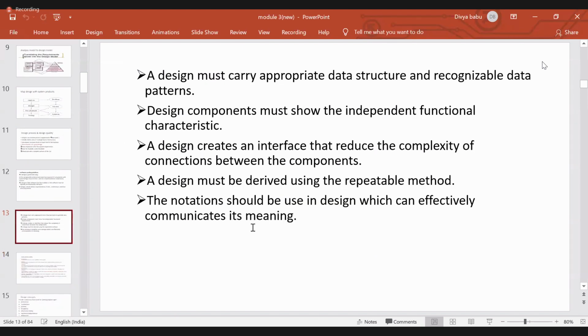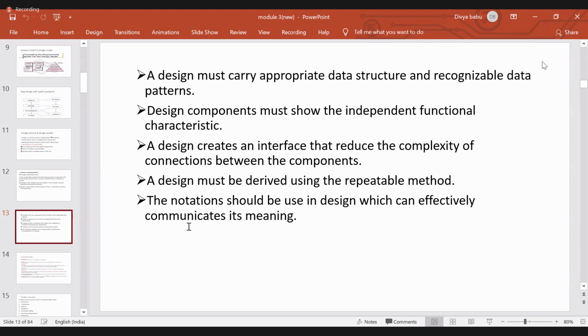Our design must carry appropriate data structures and recognizable data patterns, and the design components must be standalone. Every component should be independent. That's why we say the coupling between the components should be low. A design creates an interfaces which reduce the complexity of connections between the components. And the design must be derived using a repeatable method because it is iterative. The notation used in design should effectively communicate its meaning.